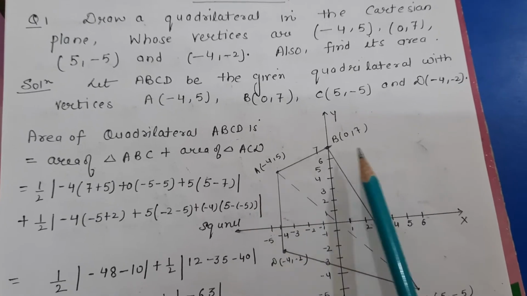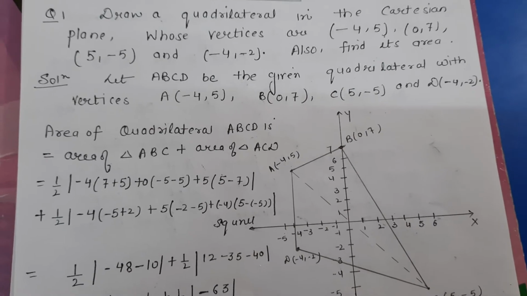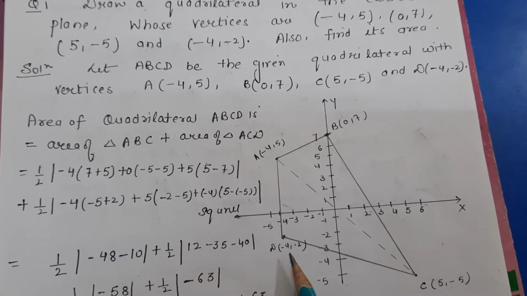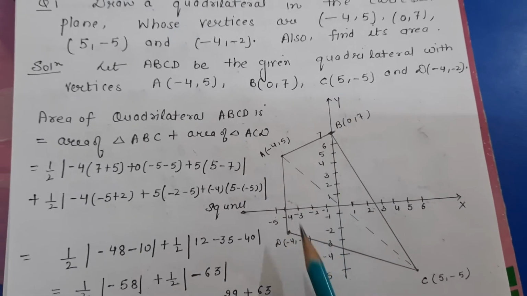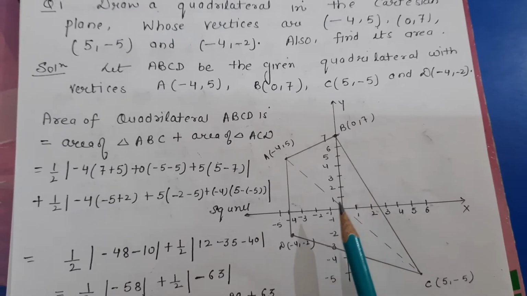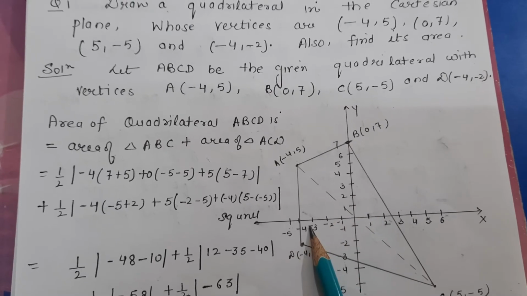B is (0, 7). X coordinate is 0, so the point will lie on the y axis. C is (5, -5). And the last point is D(-4, -2). Now join this diagonal. Clearly this quadrilateral is made up of two triangles. So the area of the quadrilateral will be equal to the sum of areas of these two triangles.